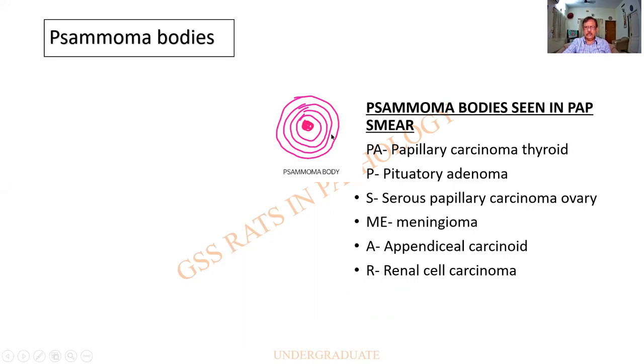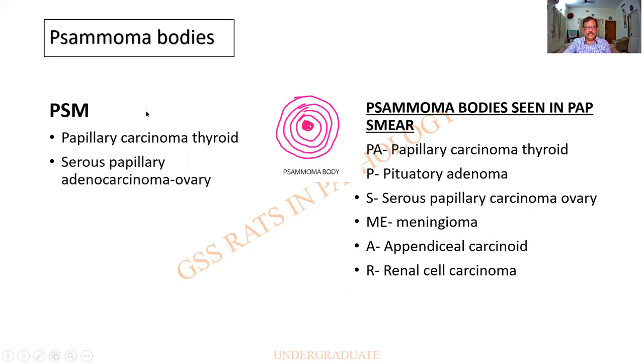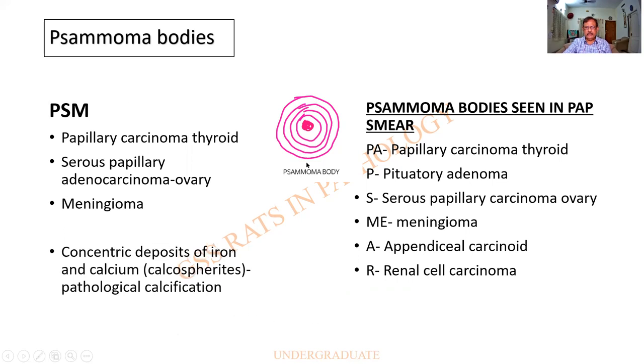And this is the concentric deposition of iron and calcium. So it is a pathological calcification that is seen as a psammoma body. If that is difficult for you, remember PSM. It is not preventive social medicine. It is papillary carcinoma thyroid, serous papillary adenocarcinoma ovary, and meningioma. Please do remember these. More the better. And this is the explanation for the psammoma body.